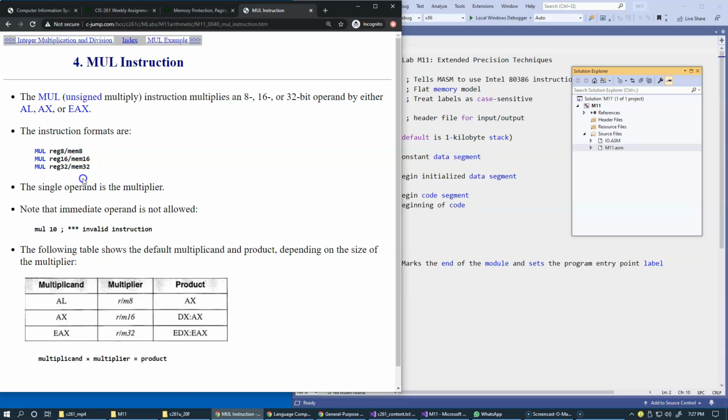An 8-bit register will be multiplied by the corresponding 8-bit register AL. If it is a 16-bit register, it will be multiplied by AX. And a 32-bit register will be multiplied by EAX, which is also 32-bit. This is how these three cases correspond to the multiplicand that is used. So this is our multiplicand, and this is our multiplier. The result of multiplying an 8-bit register by another 8-bit register or 8-bit memory is going to be in the 16-bit register AX.